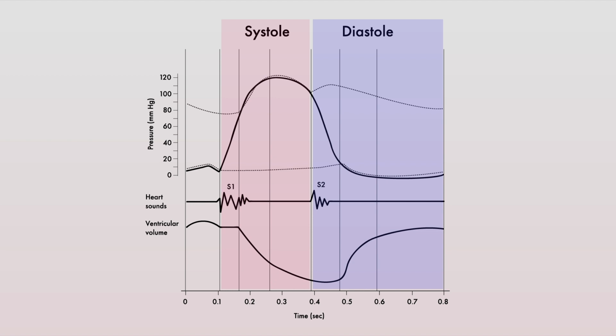And because this is a diagram of left ventricular pressures, these sounds are depicted here as the closure of the mitral valve and the closure of the aortic valve here. These points, along with the S1 and S2 heart sounds, mark the beginning of systole and diastole respectively.